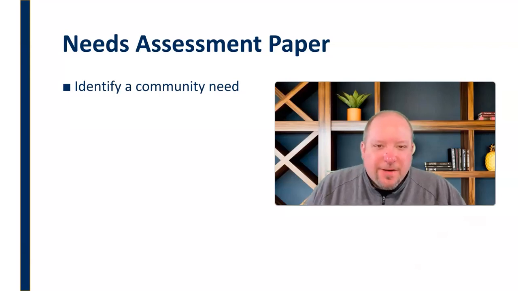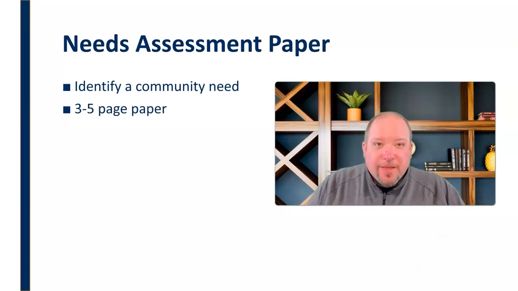So identify a community need. It doesn't matter what community, it doesn't matter what need, and it doesn't have to be related to school or any particular area. Any kind of community need that you can identify and feel like you can propose a reasonable solution for as a group, then that's fine. So identify any community need. Eventually, the end result of this is going to be a 3 to 5 page paper, and that's where you're headed with all this.